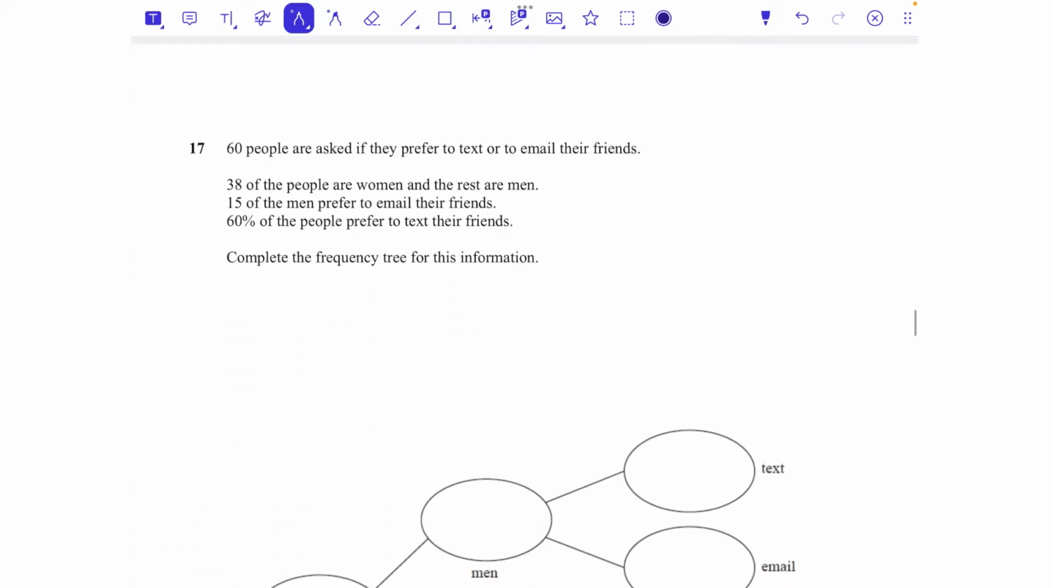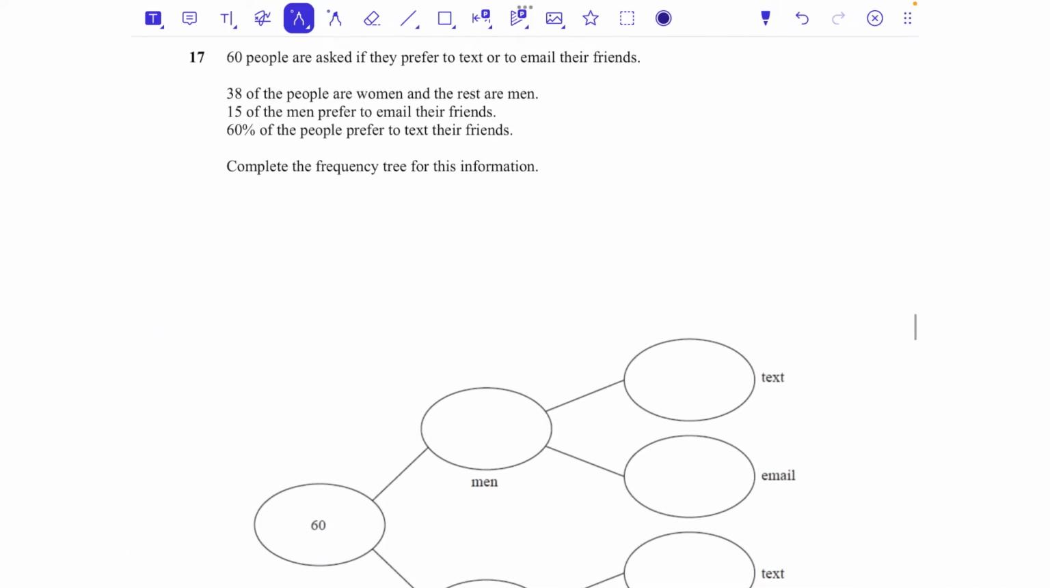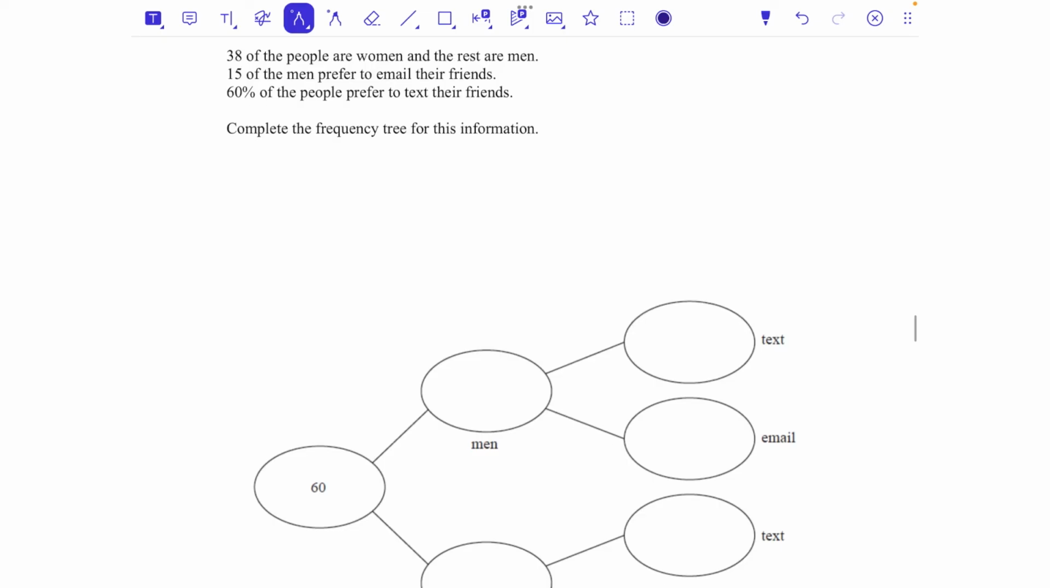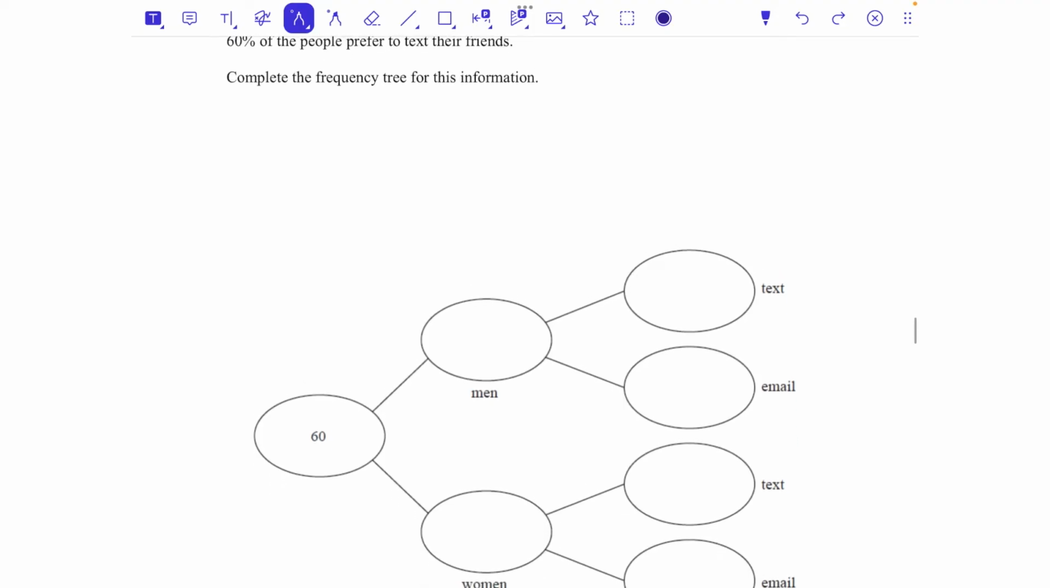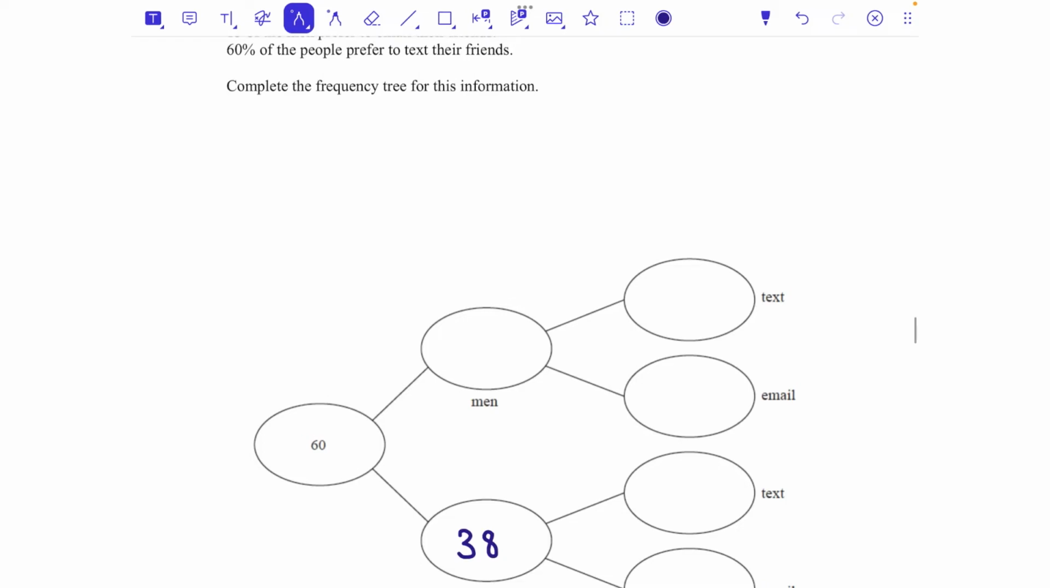Question number 17. 60 people are asked if they prefer to text or to email their friends, and we can see that they've popped 60 there, so we know that that's the total. 38 of the people are women, and the rest are men. So 38 are women, we can put that in that oval there, and the rest are men.